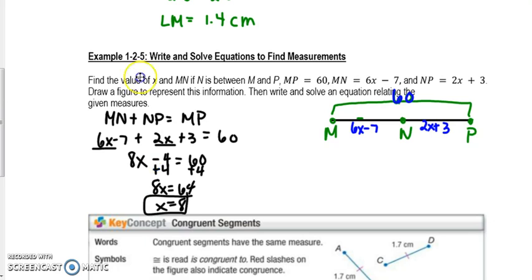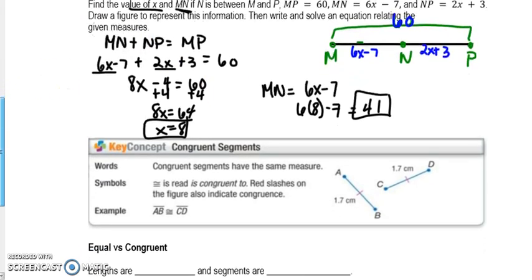That was one part they wanted, find the value of x. Now they want MN. Well, MN is 6x minus 7. So we want to take 6 times 8 and then subtract 7. So that's going to give us 41.